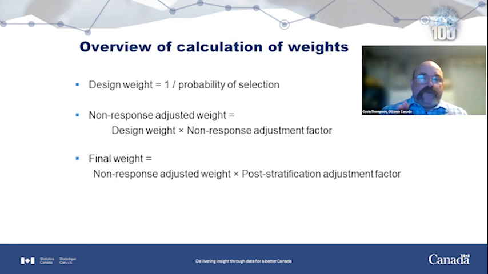So I'm going to do a quick overview of how we calculate weights. First we calculate the design weight, which is 1 divided by the probability of selection. Then we multiply the design weight by our non-response and out-of-scope adjustments. And then the final weight, if we have this ability, is the non-response adjusted weight multiplied by this post-stratification adjustment factor. So let's take a look at these in a couple of slides.